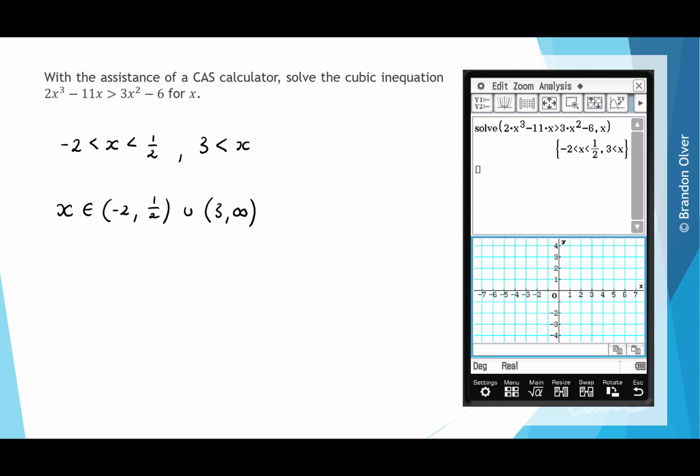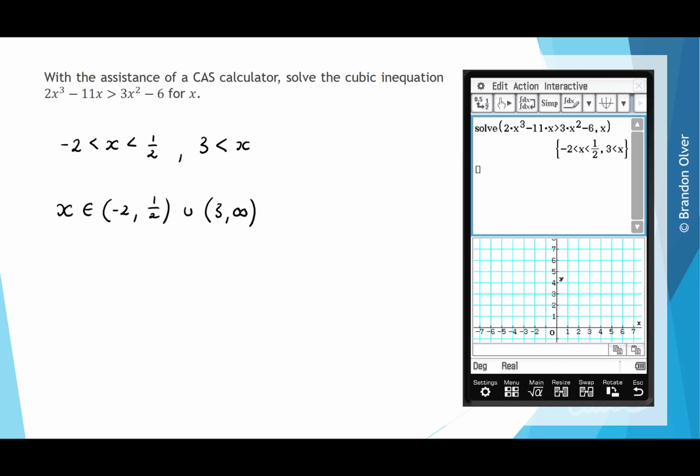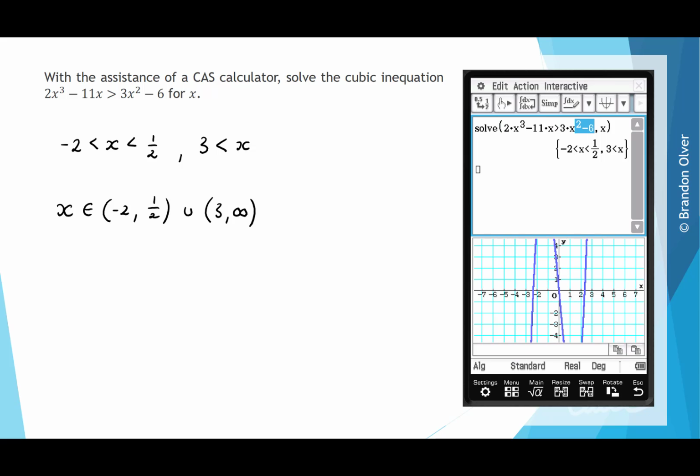So pressing the graph icon brings up this screen. And if we graph both halves of this inequality, the first one will be a cubic, 2x cubed minus 11x, and the second graph will be a parabola, 3x squared minus 6. What we can do is look for when one graph is greater than the other one.